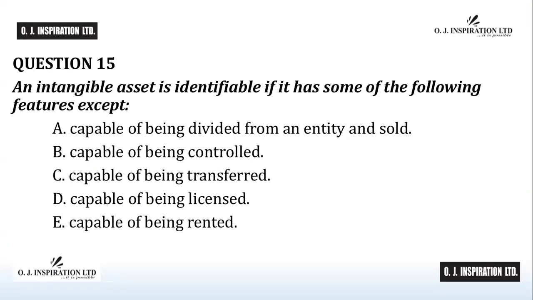Question number 15. The answer to question number 15 is B, capable of being controlled. All the options except option B are features of identifiability of intangible assets. Capable of being controlled, or control, is a feature of intangible assets, but is entirely different from identifiability, which is another condition for an asset to qualify as an intangible asset. B is the answer to question number 15.